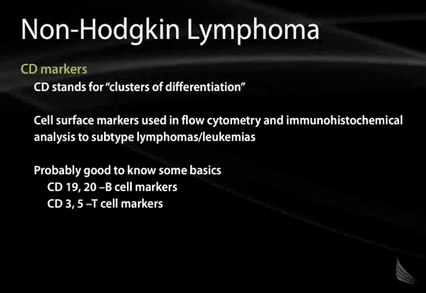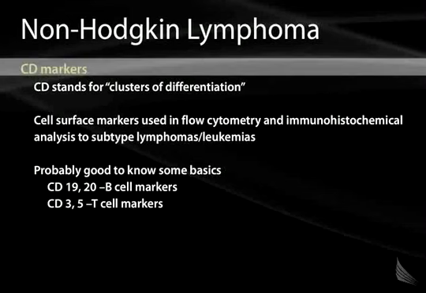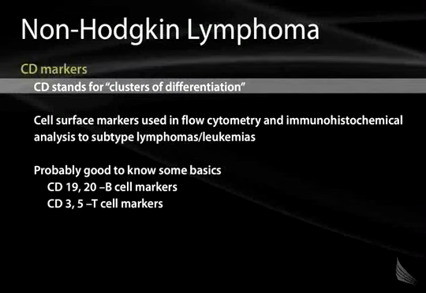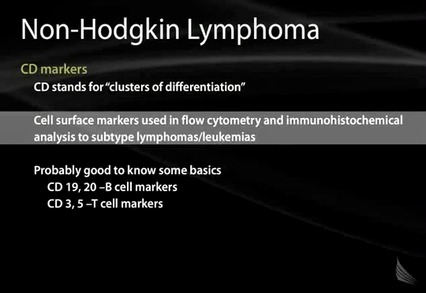With non-Hodgkin's lymphomas, it is important to determine what cells are involved. So we use things like CD markers. CD stands for clusters of differentiation, and the numbers are going into the hundreds as we discover more subtypes of the various types of white blood cells. The cell surface markers are used in flow cytometry and immunohistochemical analysis to subtype what kinds of lymphomas and leukemias we're dealing with in any particular patient.